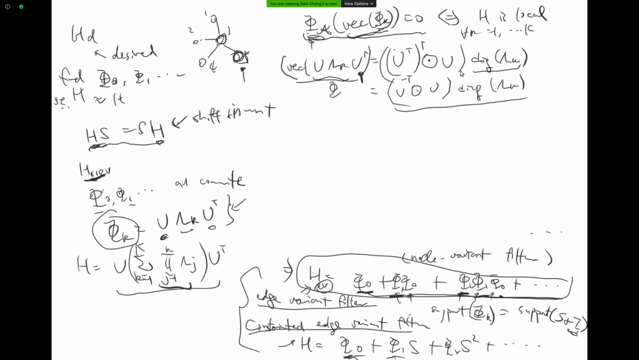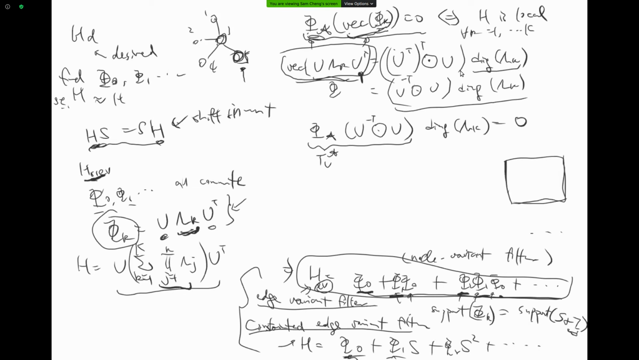So I substitute this into here. As I substitute, I have phi A multiplied by U inverse transpose Khatri-Rao product U, multiplied by diagonal of lambda k, is equal to 0. In the paper they call this matrix T_UA. What I mean is I can pick whatever for this lambda k. Lambda k is a diagonal matrix, everything is 0 except the diagonal, and the diagonal I can pick whatever, but I need to make sure that it is in the null space of this T_UA, right?